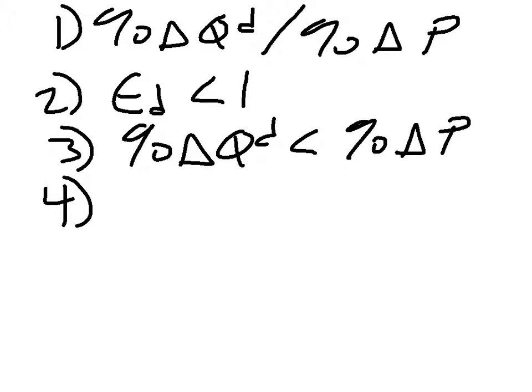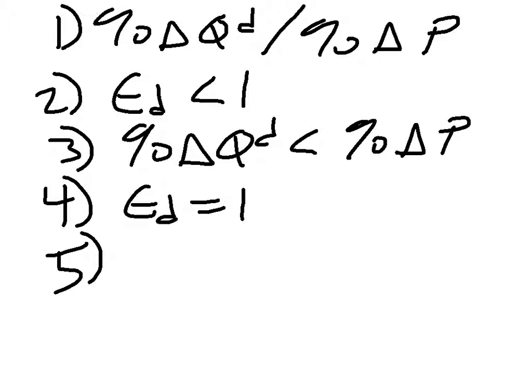The fourth question was, if a good is unit elastic in absolute terms, is its elasticity coefficient less than 1, equal to 1, or greater than 1? Well, if it's unit elastic, E of D, its elasticity coefficient, would be equal to 1. And what does that mean? Well, that brings us to the fifth question.